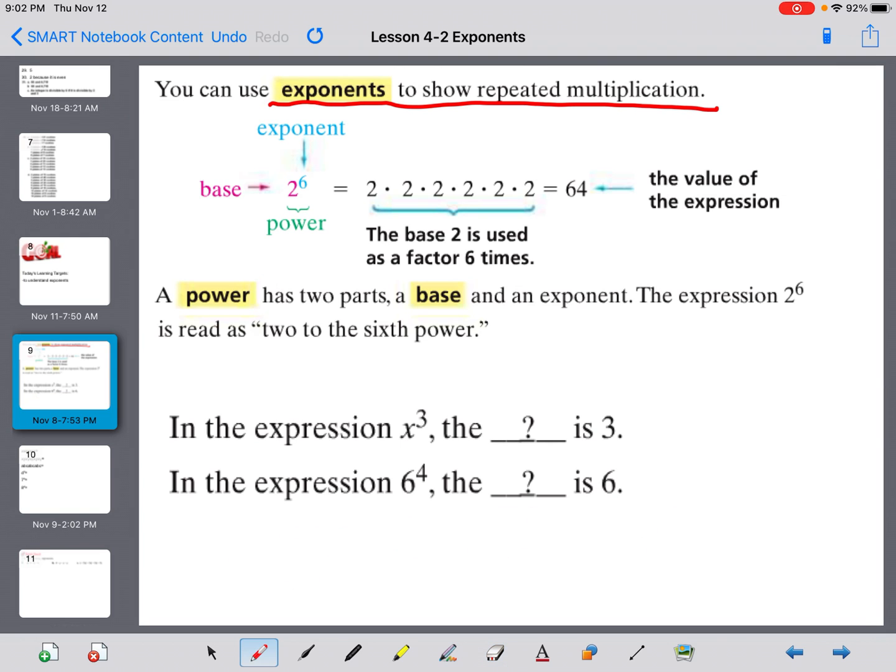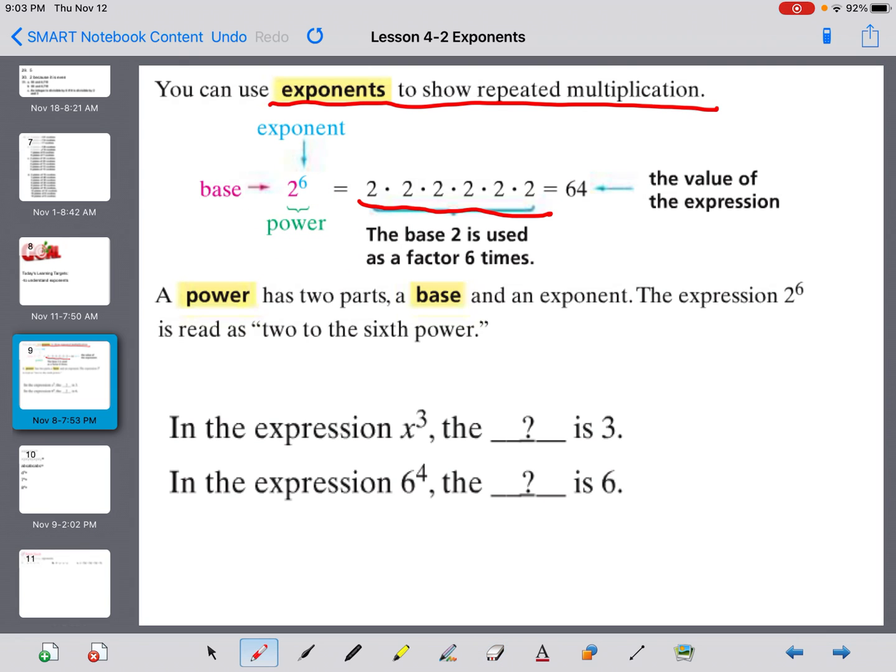Similar, except this one is repeated multiplication. 2 times 2 times 2 times 2 times 2 times 2. Some people might say, why don't you just say 2 to the 6th? Because that's what you have. This whole thing is called a power. And if you read it out loud, you would say 2 to the 6th power.